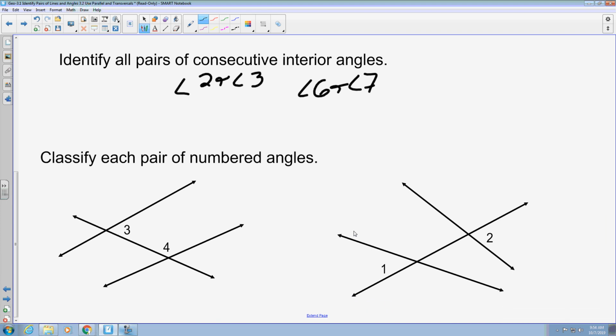So if we look below here, they want us to classify these. Since they're on the same side, they're inside the transversal, those are consecutive interior angles. These two, 1 and 2, are on the outside and they're opposites of each other. Those are alternating exterior angles. And that is being able to identify pairs of lines and angles.